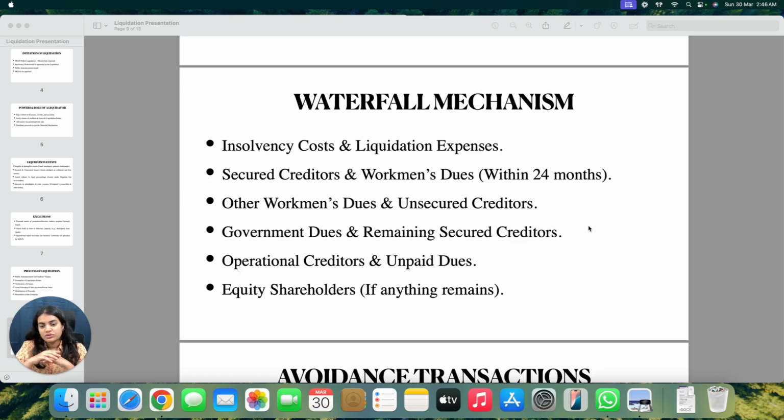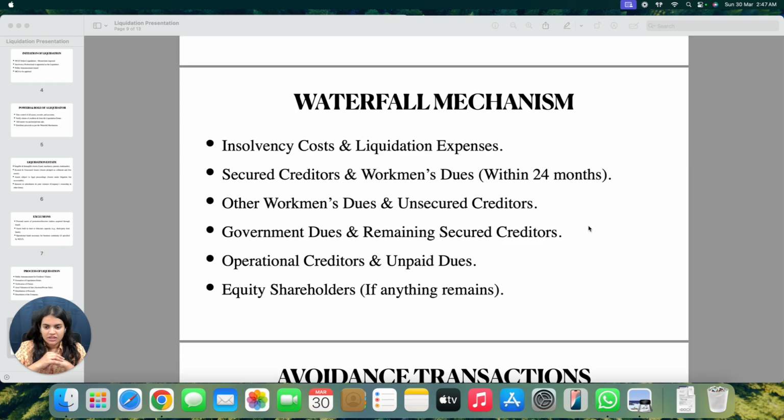So coming to secured creditors and workmen's dues. The dues towards both of these are considered pari passu, which means on an equal footing. Any secured creditor and any workman whose dues are in the preceding 24 months will be considered pari passu. We have understood who can be secured creditors in the CIRP part of our lecture.